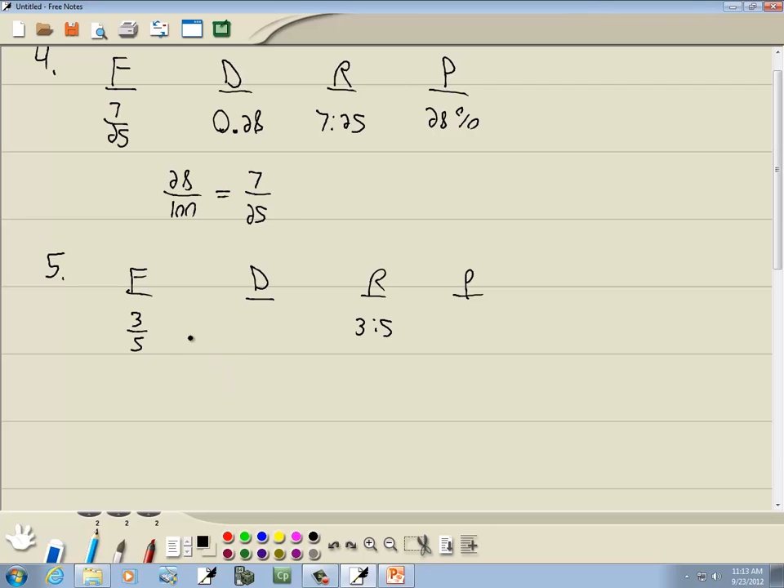Now, if we have the fraction, we can easily get the decimal. So I'm going to divide 3 by 5. So add a decimal, 0. 5 goes in 30 6 times. 6 times 5 is 30. Like that. So this becomes 0.6. Now, to go from decimal to percent, we need to move our decimal point two places to the right. Now, there's nothing here, so I add on a 0. So this would become 60%.